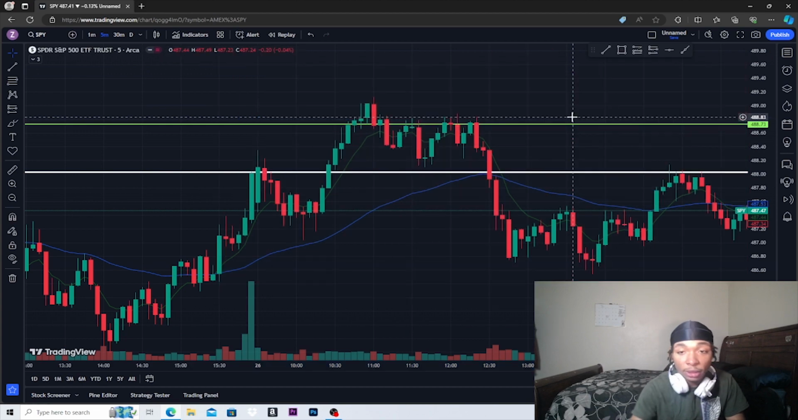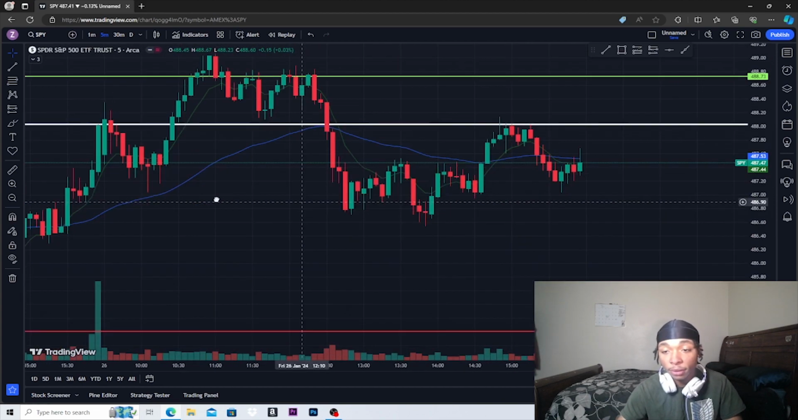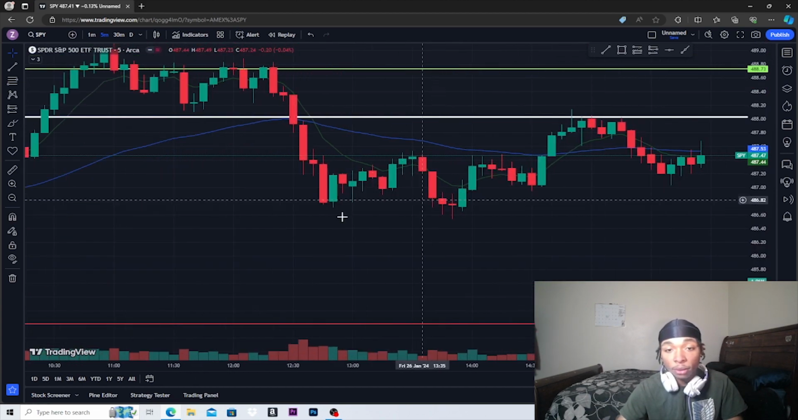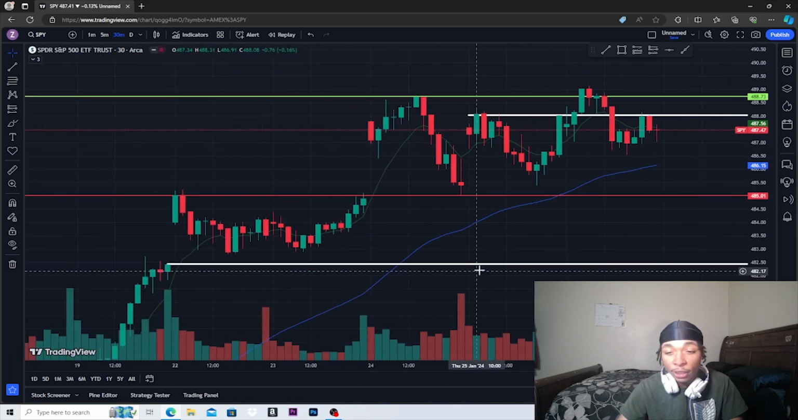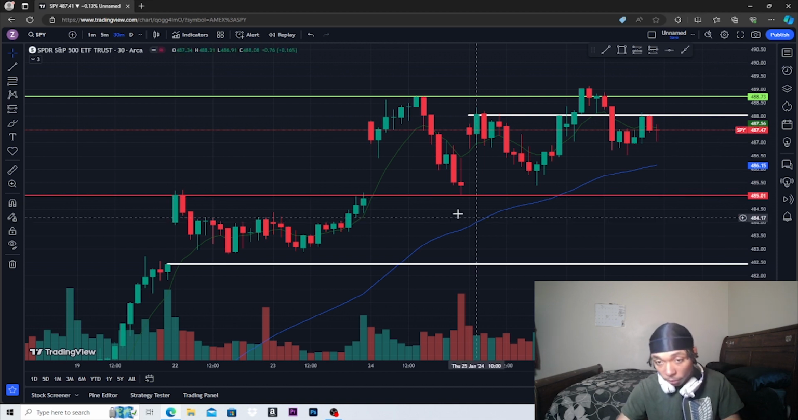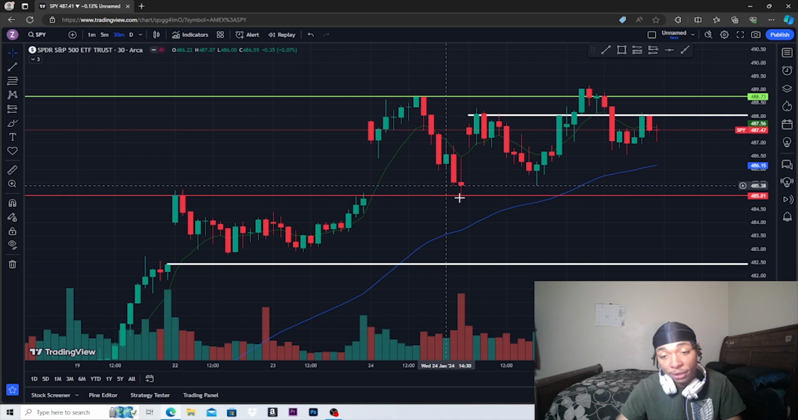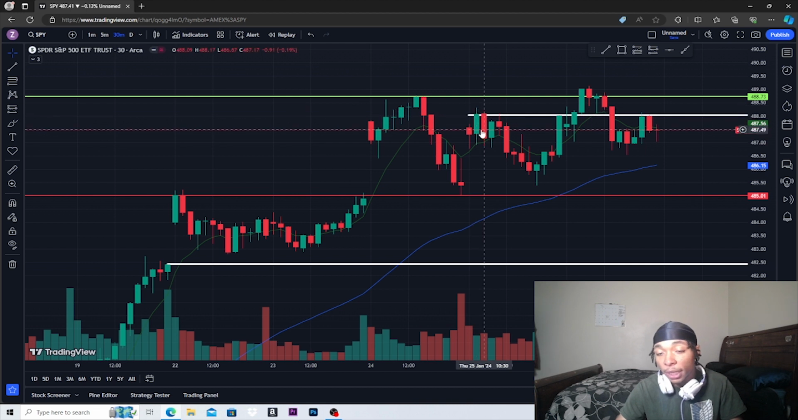And then you can play it on the flip side as well. When the stock approaches this support area right here, you could look to buy calls, because as we can see in the past, it came down to this previous support area and just shot up the next day from that support area, right from that support area.